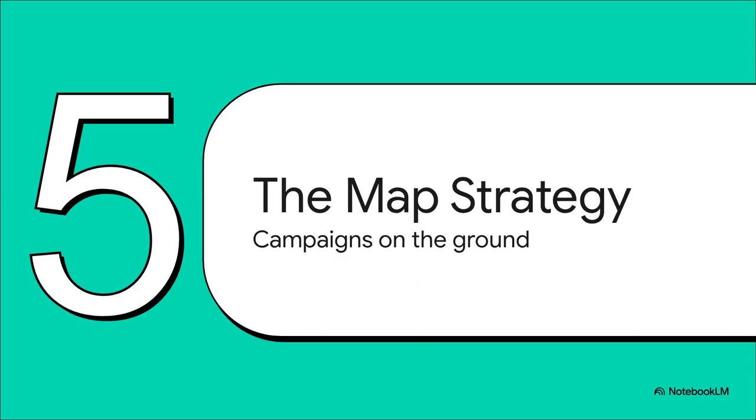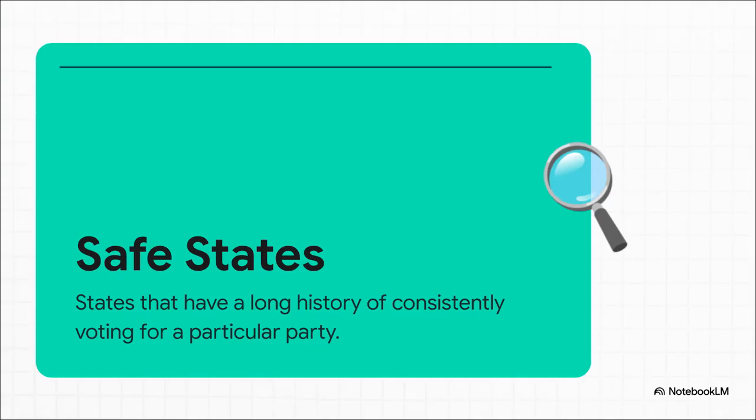Let's bring it home with Section 5, the map strategy. The first concept campaigns rely on is the idea of safe states. These are states that have a long, solid history of consistently voting for one particular political party. Strategically, this is huge. It means campaigns can historically count on these electoral votes being in their column before Election Day even starts, which lets them focus their time and money somewhere else.